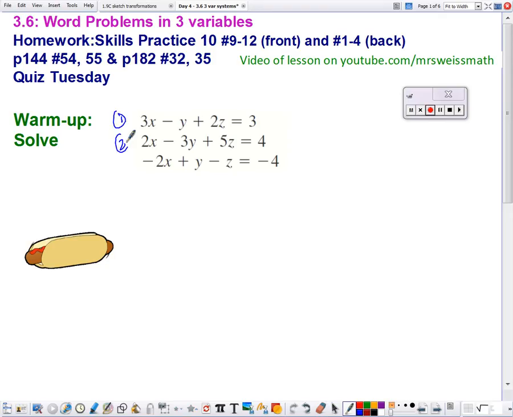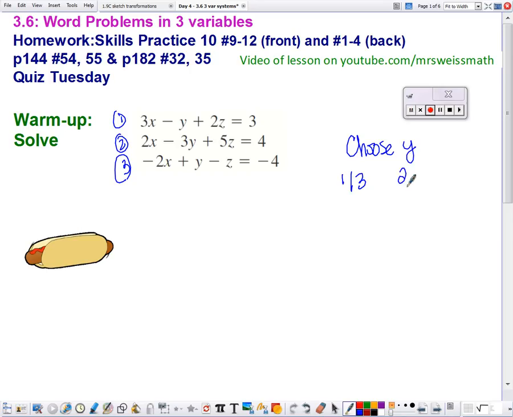First, second, and third. So I need to choose a variable to eliminate first and two pairs of equations. So I'm going to choose y first because both of these have a coefficient of 1. So I'm going to pair up 1 and 2. No, I'm not. I take that back. I'm going to pair up 1 and 3 because they have opposite signs.